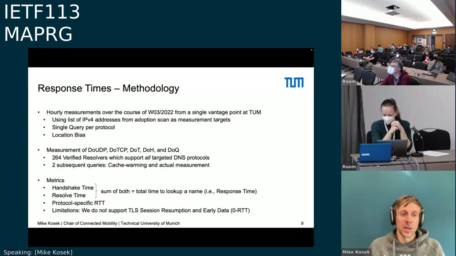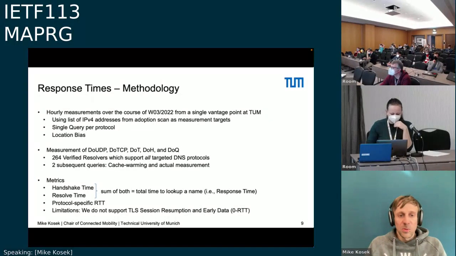More than that, we also have a protocol-specific RTT. So we performed protocol-specific RTT measurements with different payloads per transport layer protocol to get an estimation of the RTT, which could be different based on the payload you are using in the different transport protocols. As limitations, it is important to note here that we do not support TLS session resumption or early data in the study, which is what we are currently working on.